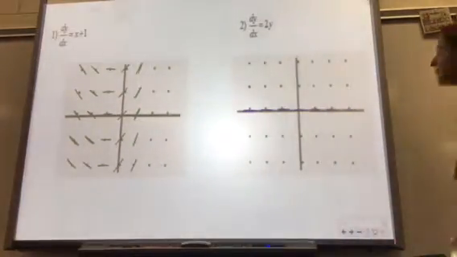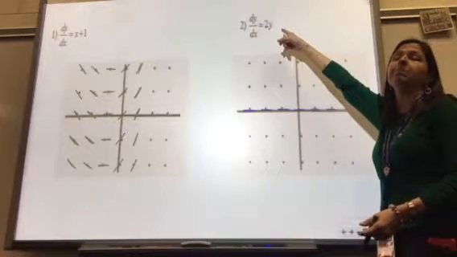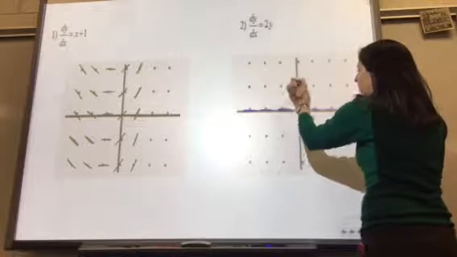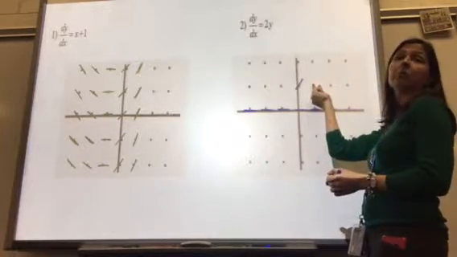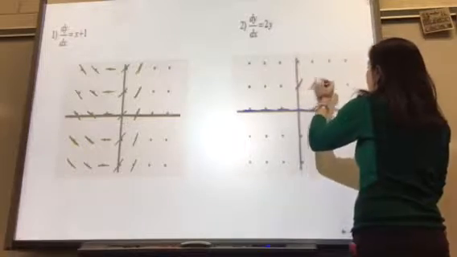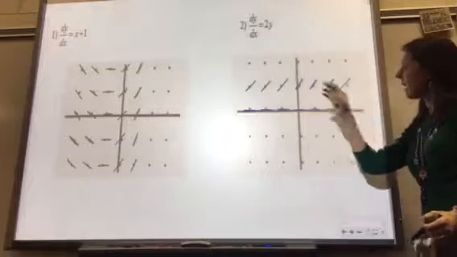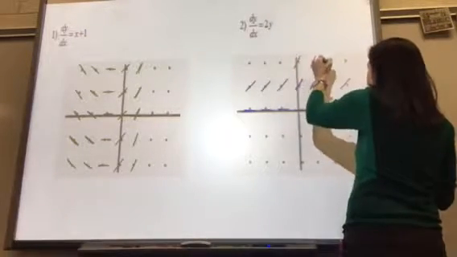Okay. If I'm at 0, comma 1, what's my derivative? 2. I'm trying to go a little steep here. Does it matter if I'm at 1, 2? Nope, it's still going to be 2. So I'm going to go all the way across at 2. If I go up to 0, 2, this is going to be 4. Pretty darn steep.